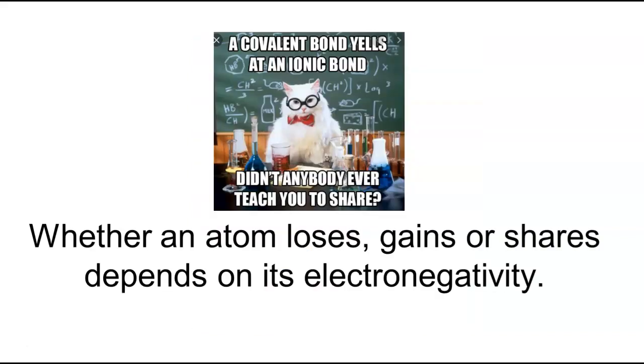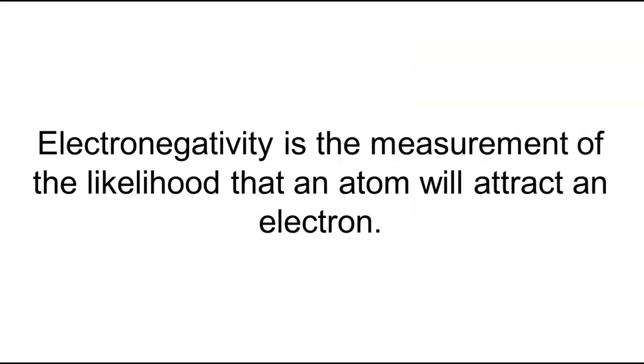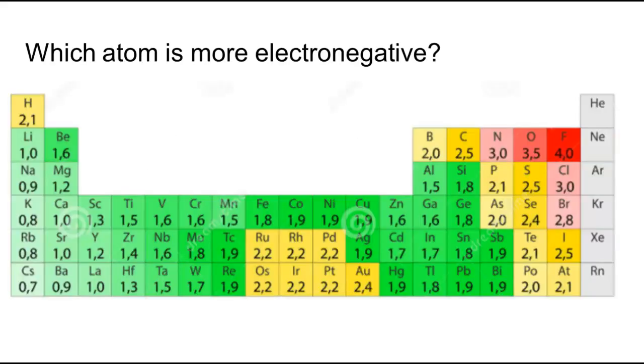And that all depends on something called electronegativity. Okay, so whether an atom loses, gains, or shares an electron depends on its electronegativity. It's a fancy word, but essentially it's a measurement of how likely an atom will attract an electron. So let's start with just looking at the periodic table, and we'll start pretty straightforward. Let's say we are looking at beryllium right over here. And I think for all of us, we recognize beryllium has two valence electrons.